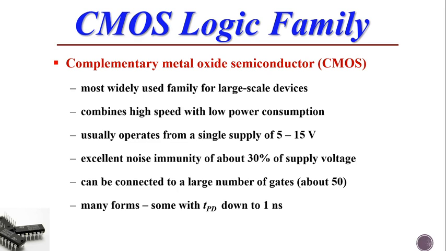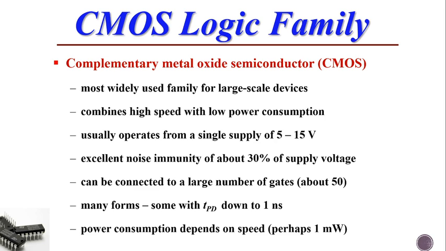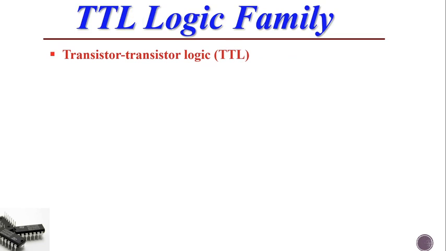Many forms of this family have a propagation delay equal to 1 nanosecond. So for high speed operations, these CMOS ICs can be preferred. And the power consumption of these ICs depends on the speed, that is 1 milliwatt.